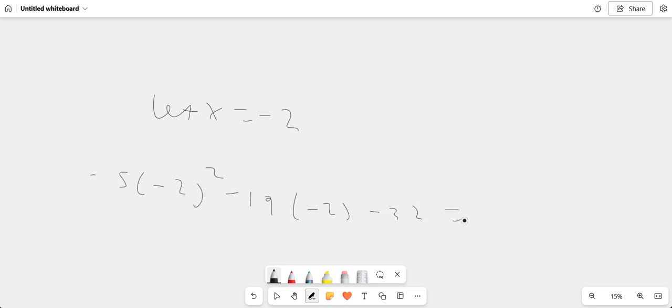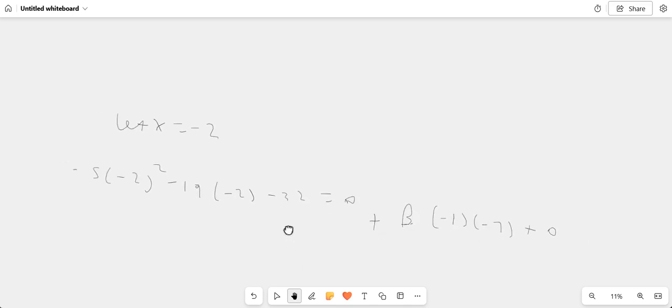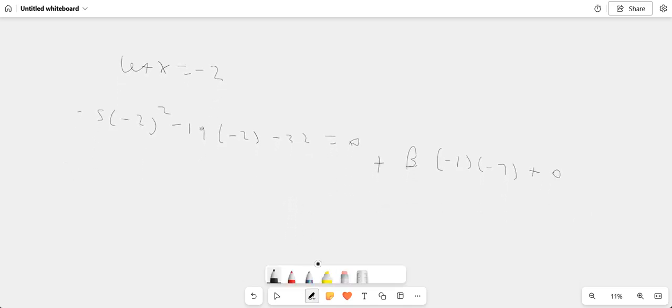On the right hand side, we got 0 in the first one, because that's the x plus 2 bracket. B apparently is, if you substitute minus 2 into the first bracket, it will give you minus 1. Substitute minus 2 into the second bracket, it will be minus 7. And then c, put minus 2 into there, will give you 0 again. So therefore, clean up the left hand side.